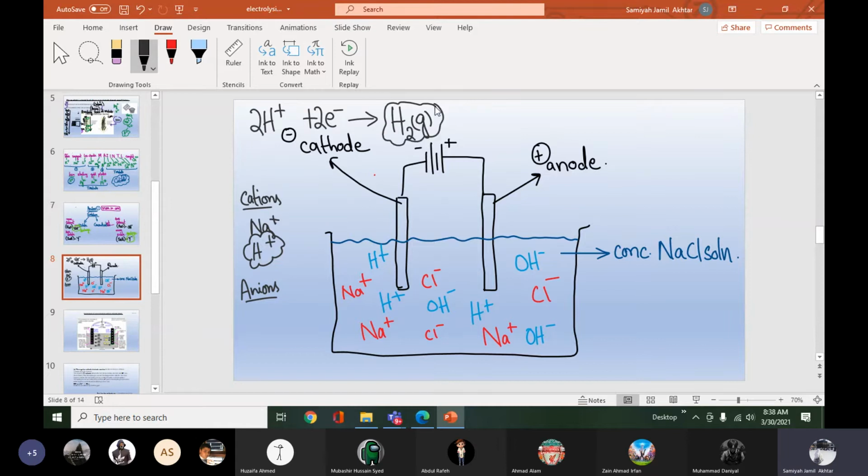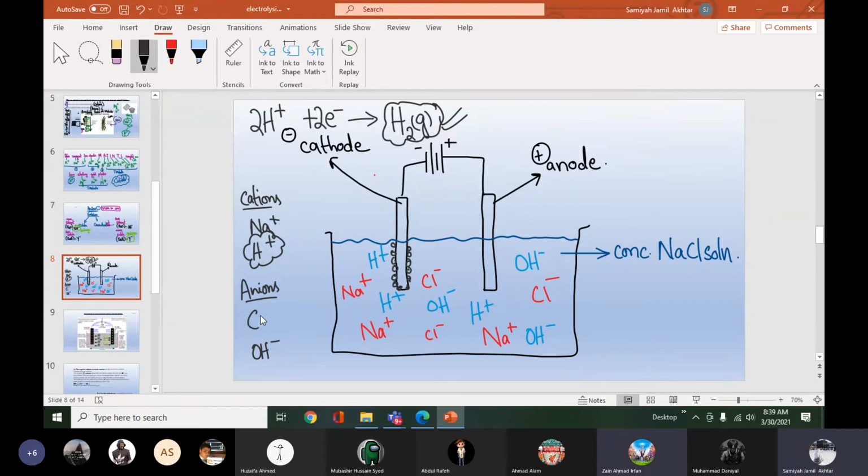So we will see tiny bubbles of transparent or white hydrogen gas coming out from the cathode. So one of the products is hydrogen. Now, on the other hand, at the anode, we have chloride ions and OH negative ions. From these two, which one will discharge?